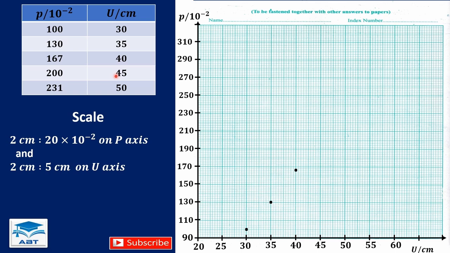The next one, 45 and 200. This is 45. This is 190 and 210, so the middle is 200. The next one is 50 and 231. This is 50. And this is 230. One box is 2, so we put it in the middle of the next box. And we draw the line of best fit.